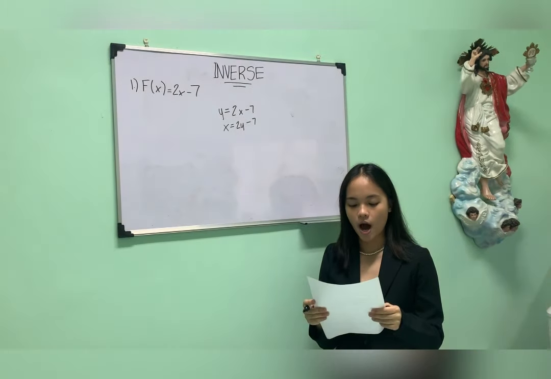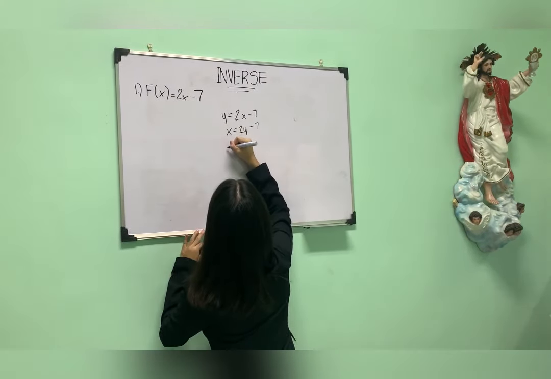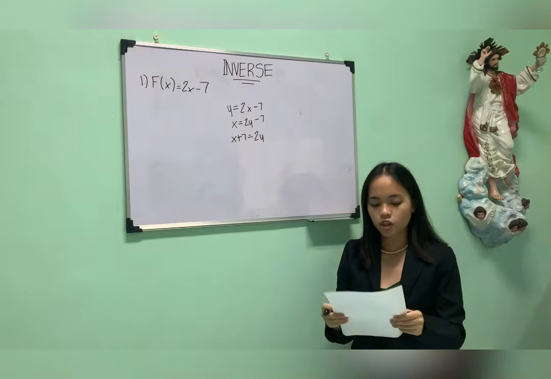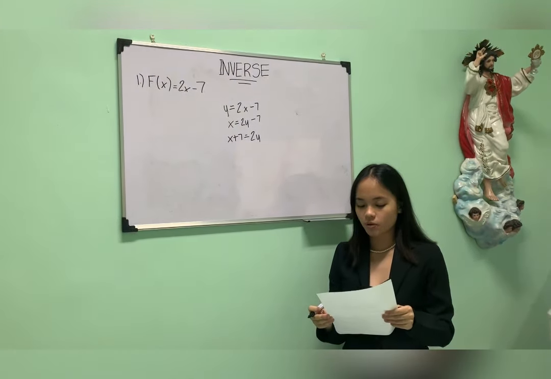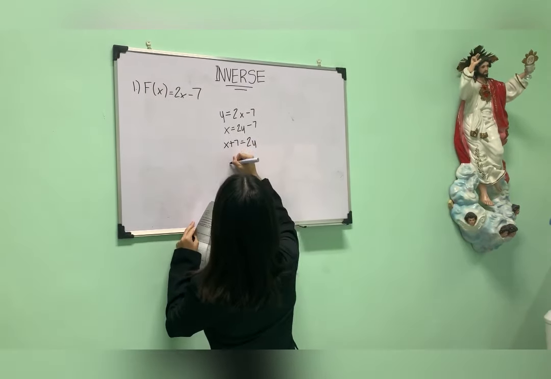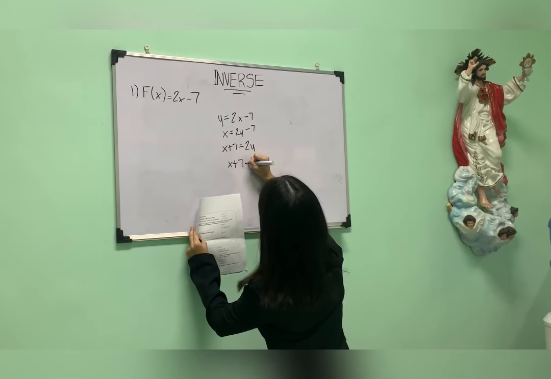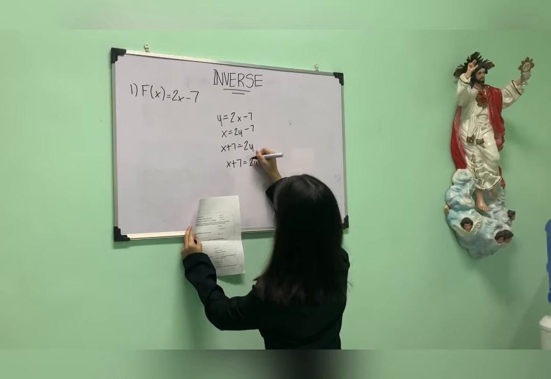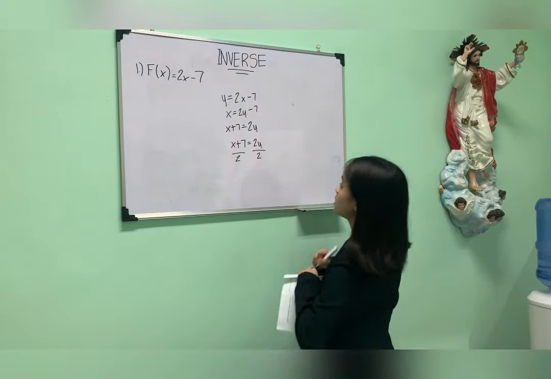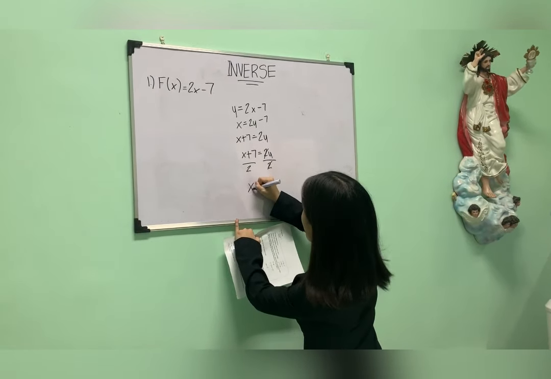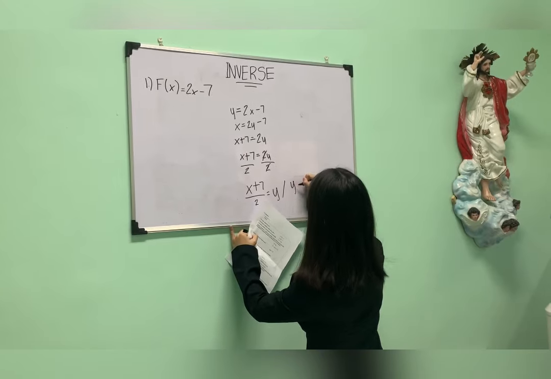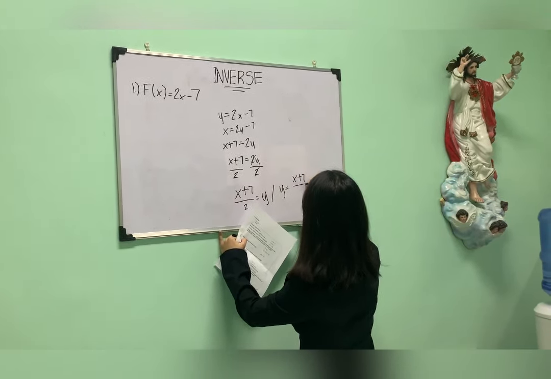Third step, express y as a function of x and simplify. That will become x plus 7 equals 2y. Isolate the y variable, so negative 7 will become positive 7 since it will be moved to the other side. Simplify the equation by dividing both sides by 2. Cancel 2. That will become (x plus 7) over 2 equals y, or y is equal to (x plus 7) over 2.